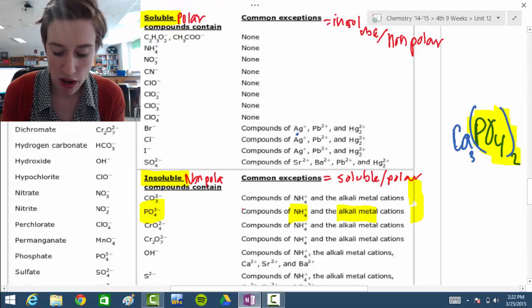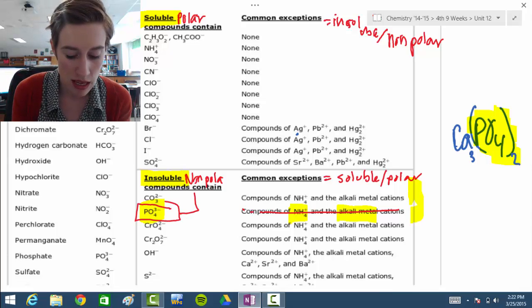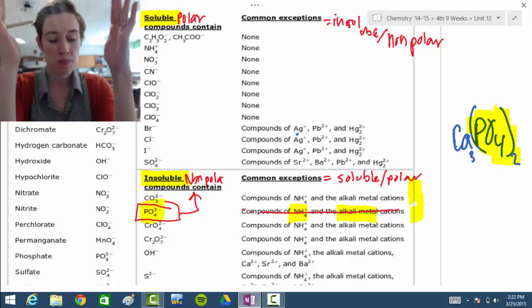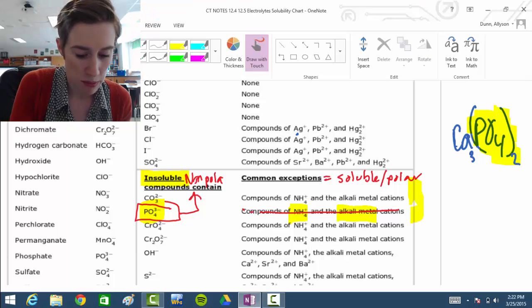Okay, so it's not following an exception, which means it's insoluble because it's in that list. Okay, so if it's not following an exception, it's insoluble. So let's do another example.